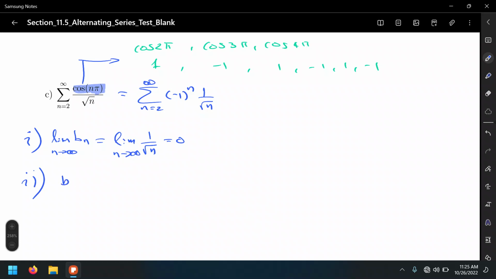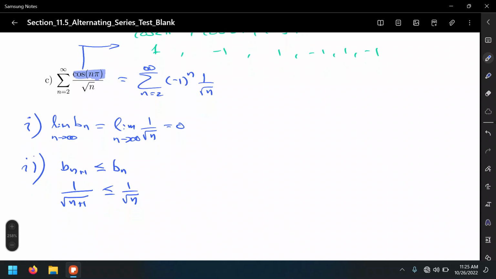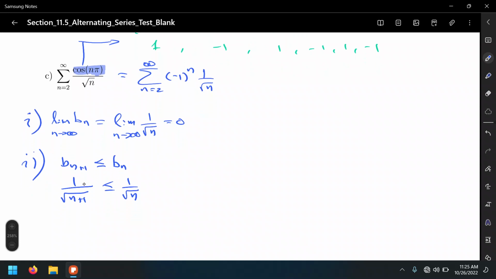Second condition: is the sequence related to the series a decreasing sequence? Well, let's find out. Is 1 over the square root of n plus 1 less than 1 over the square root of n? Is that inequality true? It is, because on the left-hand side we have an n plus 1. That's going to make us divide by a slightly larger number. And when we divide by a larger number, the end result is a smaller number, which is really smaller than the one on the right-hand side. So, yes, the inequality is true. So both conditions are satisfied.